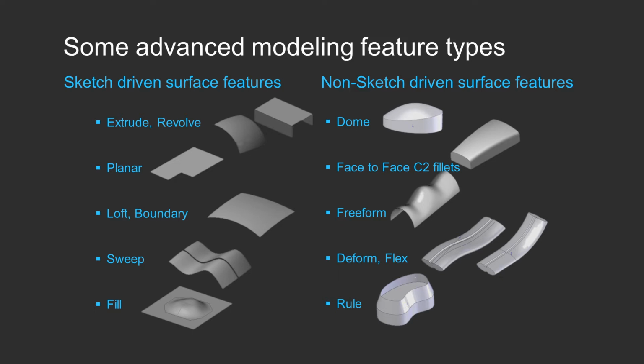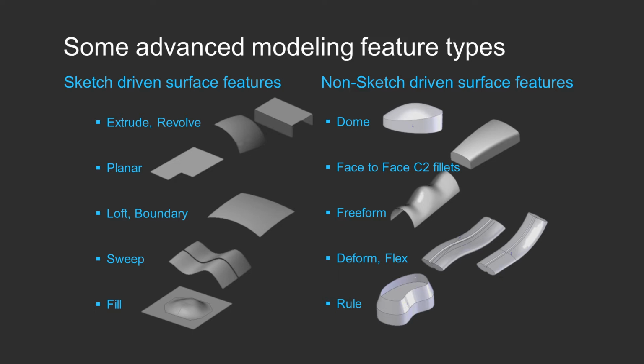Fillets that go beyond just arc fillets into C2 or continuous fillets, as well as conical fillets and elliptical fillets, can be considered advanced modeling. Freeform is a feature where you can take an existing face and start to push and pull on it. Think of a handle grip as a good example of that.